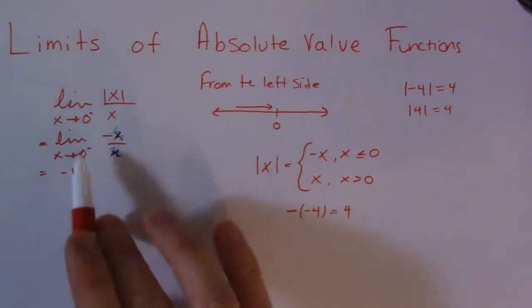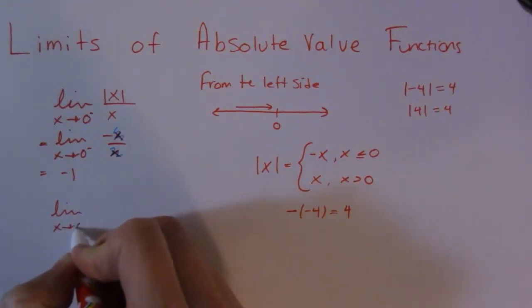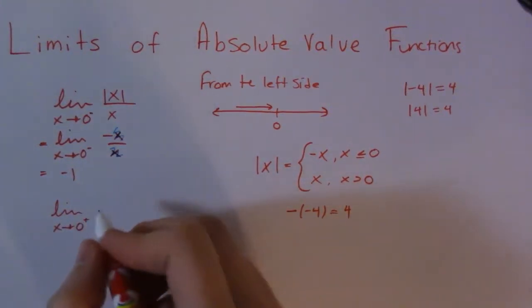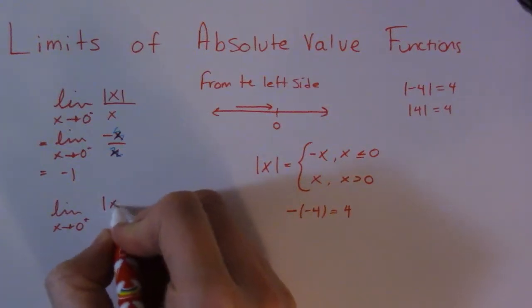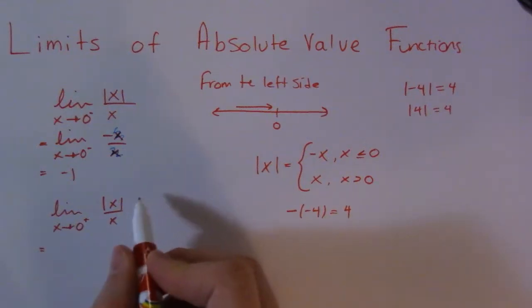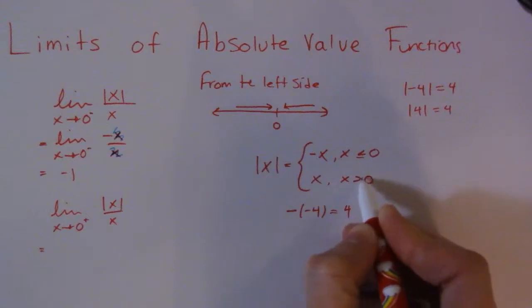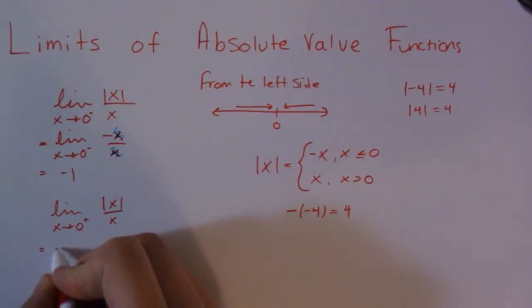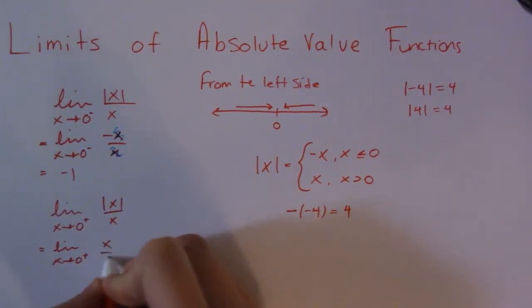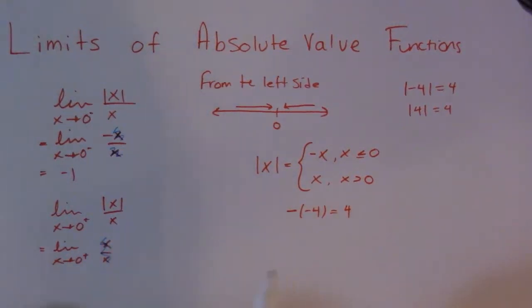So let's try the same thing from the right side. The limit as x approaches 0 from the right side of the absolute value of x over x. If it's from the right side of 0, it's coming this way this time, so I'm going to pick the numbers that are greater than 0, so I'm going to pick just x. So I get the limit as x goes to 0 from the right side of x over x, and of course those just cancel. And then I'm left with just 1.